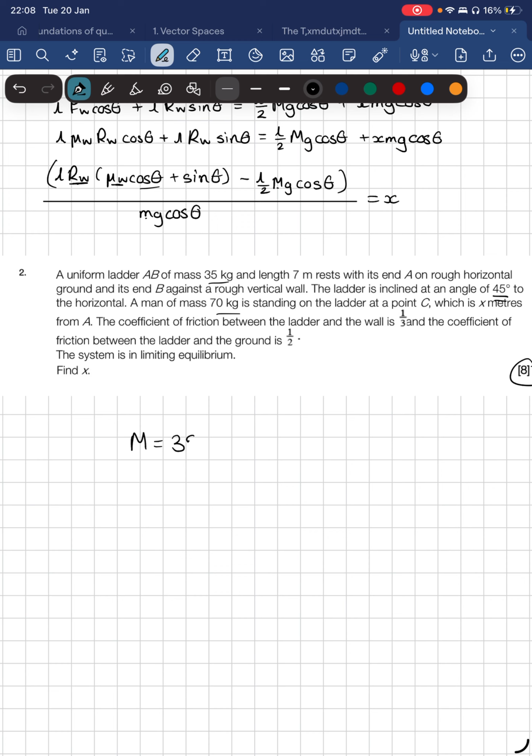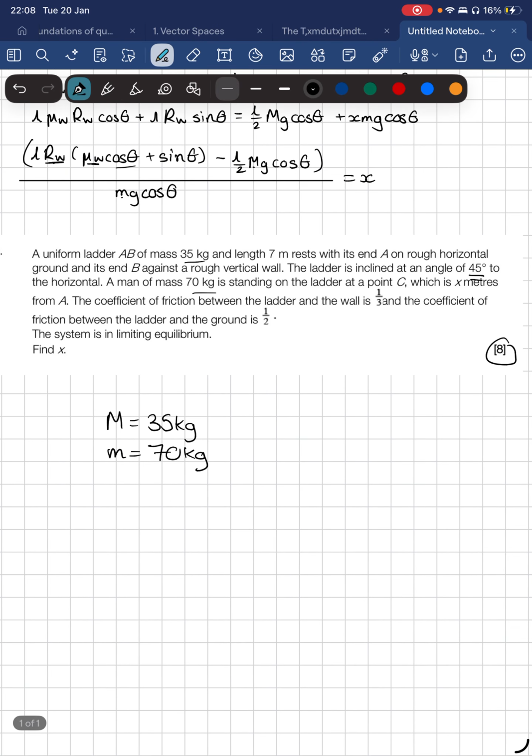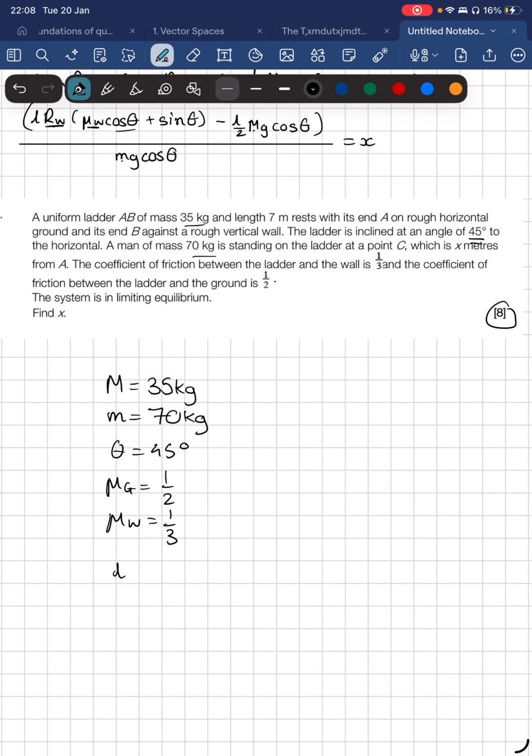Okay, so we're told that the mass, so what we call big M in the last question, was equal to 35 kilograms. The mass that moves in direction X and is determined by that is 70 kilograms. And the ladder is inclined at 45 degrees. So 45 degrees is that. We're given that mu G is equal to 1/2, mu W is equal to 1/3. And L is equal to 7, sorry.